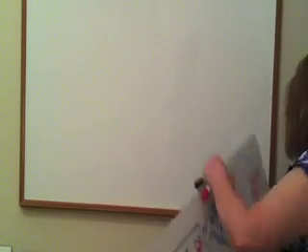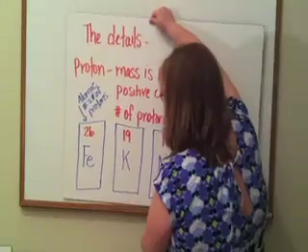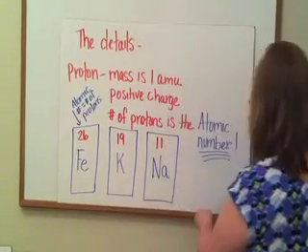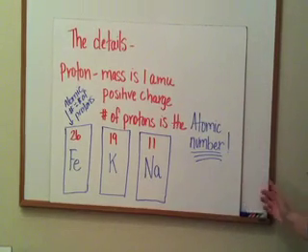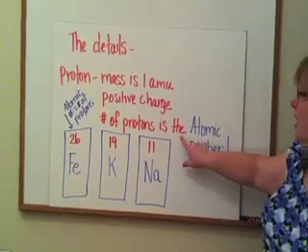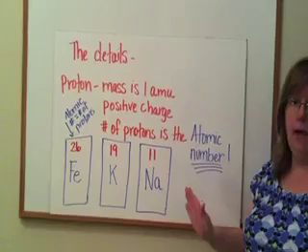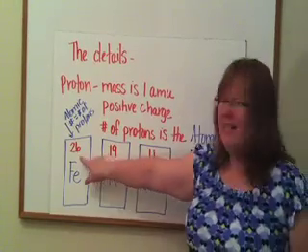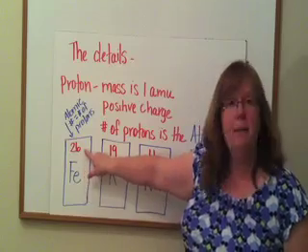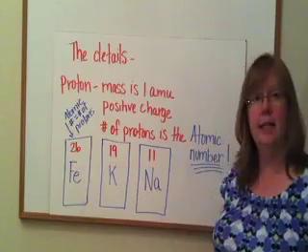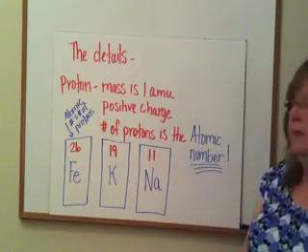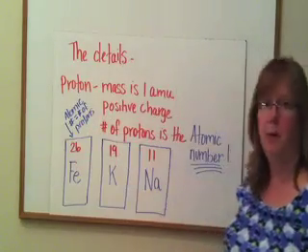So now let's start looking at the details. Let's talk a little more in detail about the proton. The proton does have a mass, and in atomic mass units, we say that the proton is 1 AMU. It has a positive charge, and the number of protons is the atomic number, always. The atomic number on most periodic tables is right above the symbol. So here we have Fe, that's iron, atomic number 26. Iron has 26 protons. The atomic number is always equal to the number of protons.